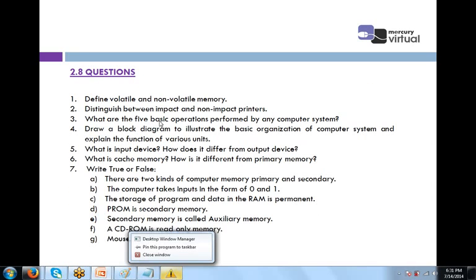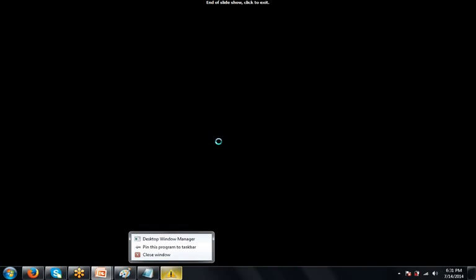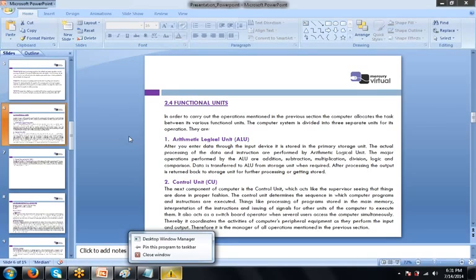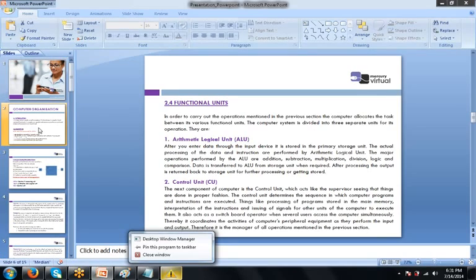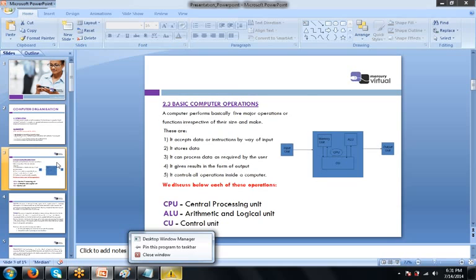What are the five basic operations performed by any computer system, which I told you in the first slide? First of all, getting the input, then storage, then output, controlling, then handling a variety of instructions. Let's see these five operations. Which five operations? Basic five operations. That is in this slide.